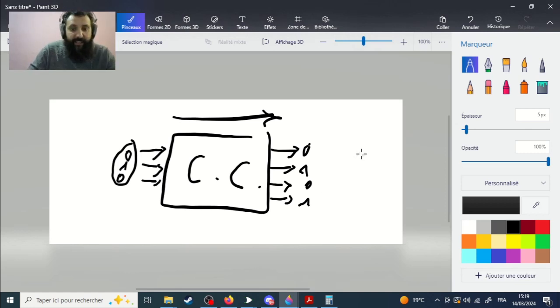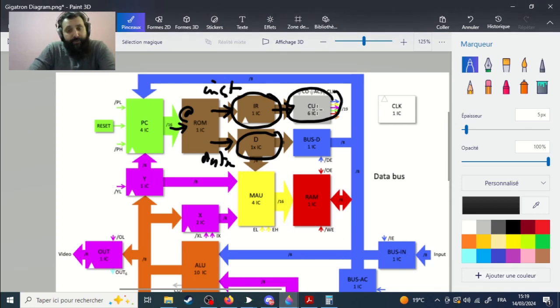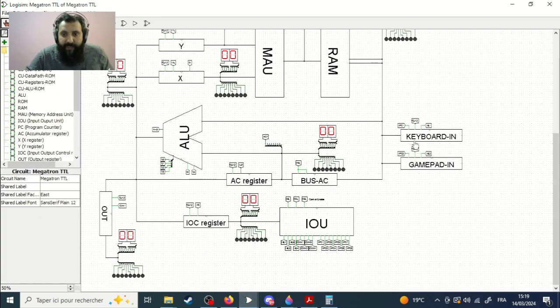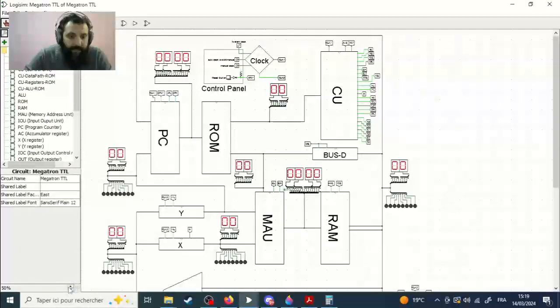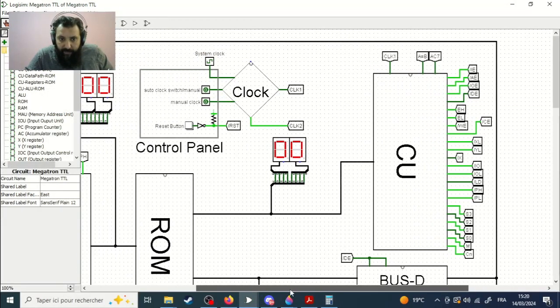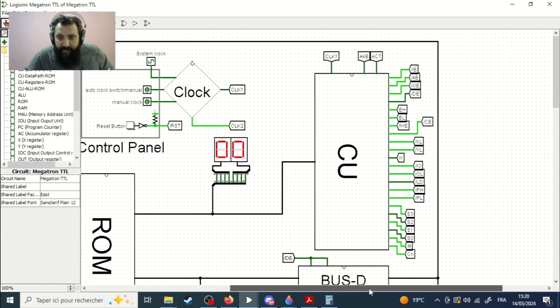Anyway, we have to understand that our control unit is also a combinational circuit. When you give it the 8-bit code of the instruction, it will decode the instruction and throw out what we call the control signals, many signals. Let's see them here. They are illustrated here. This is the entrance of the instruction, and the instruction is decoded here.